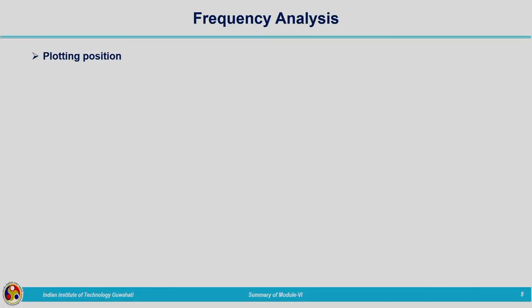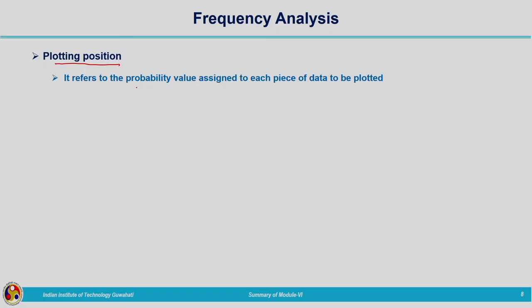Then we moved on to the topic of frequency analysis by making use of certain example data. The first method was plotting position. We made use of the plotting position technique for carrying out frequency analysis. It refers to the probability value assigned to each piece of data to be plotted. Since it is a random variable, corresponding to each value of the random variable there will be an associated probability. So, the plotting position represents the probability assigned to each data point.